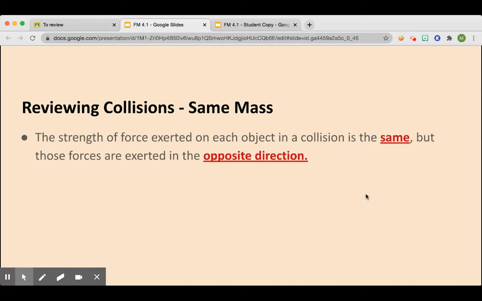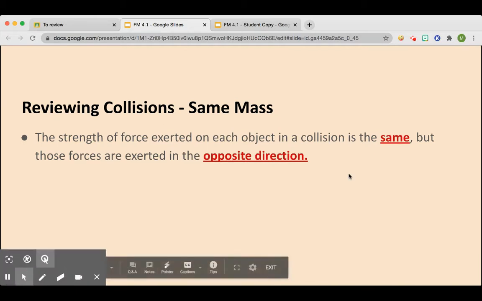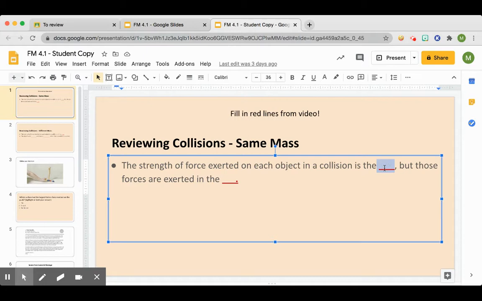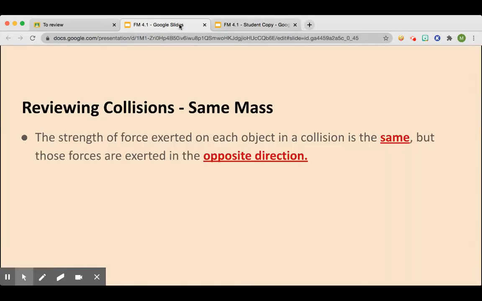So, same mass collisions: the strength of the force exerted on each object in a collision is the same, but these forces are exerted in opposite directions. Wherever you see red underlined words, that means you have to type it on your screen. When you see what yours looks like, you see these red lines and you can just type in the words there.